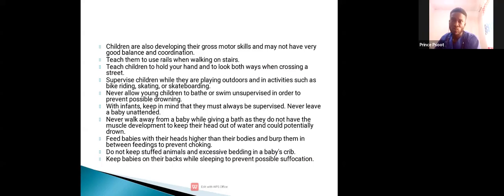Never walk away from the baby while giving a bath, as they can drown. Feed babies with their heads higher than their bodies and burp them in between feedings to prevent choking. Do not keep stuffed animals or extra bedding in the crib. Keep the babies on their back while sleeping to prevent possible suffocation.